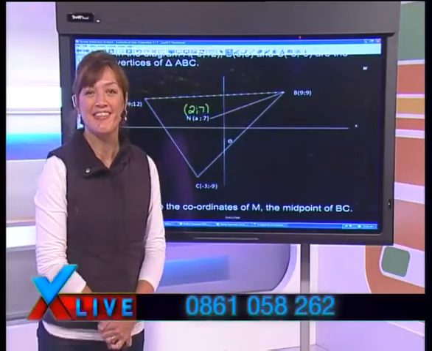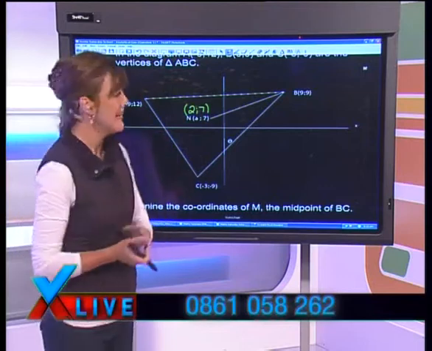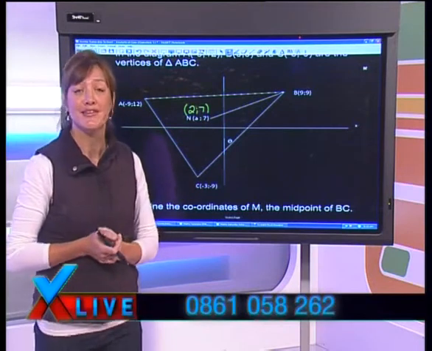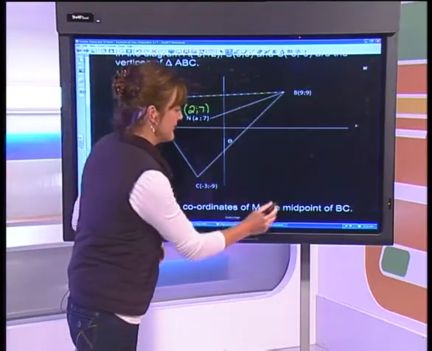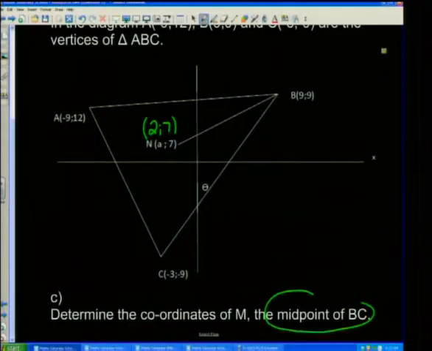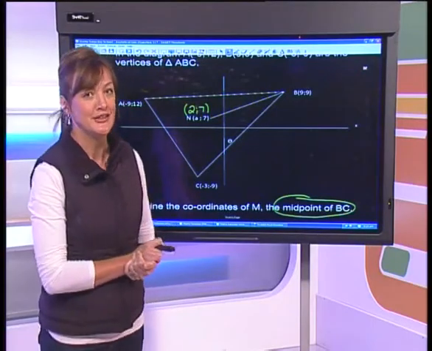Right, let's carry on with this question. We have found the angle of theta, and we've managed to find the coordinates of point N. The next question they are now asking is to find the midpoint of line BC. Make sure you know the formula, it's definitely a possible question in your paper.